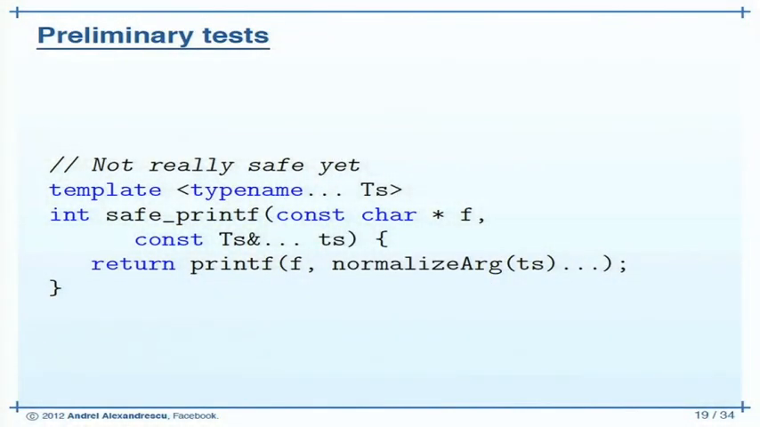And I feel audacious enough to actually run a little test, and it works. So I say, well, safe printf, but it's not yet safe. It doesn't do any checks, but it does work because I pass everything through normalized argument, and everything works. Very nice. I actually run the code, which is very unusual for me. I ran the code. It does work. All right.